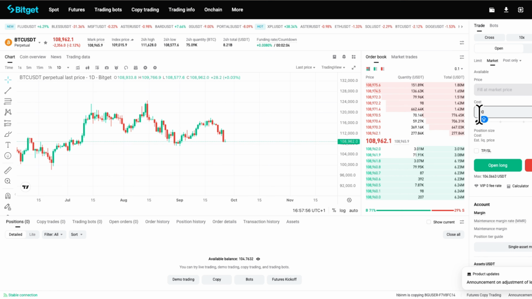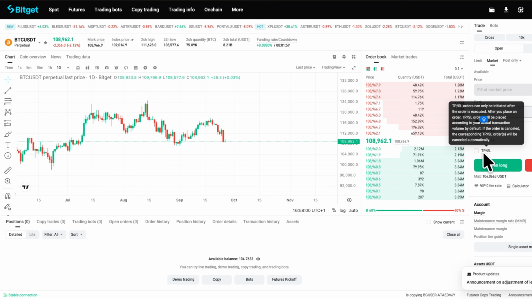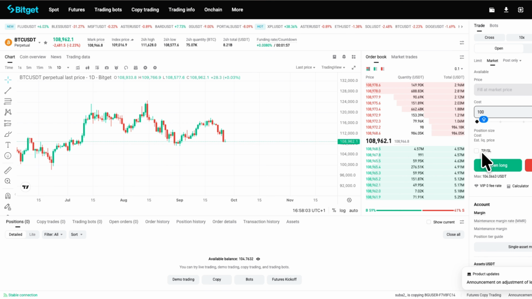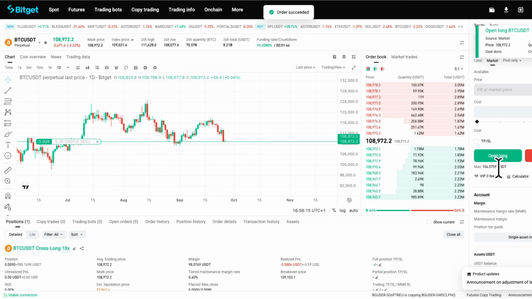So that's $100. And then once you put it, you come here and set your take profit and stop loss, but you are not setting it right now. We want to use multiple take profit levels. So you're not setting it right now. Just go ahead and open whether long or short. So for this video, let's say I want to do long. I'll just click on open long. And just like that, we've entered the trade.